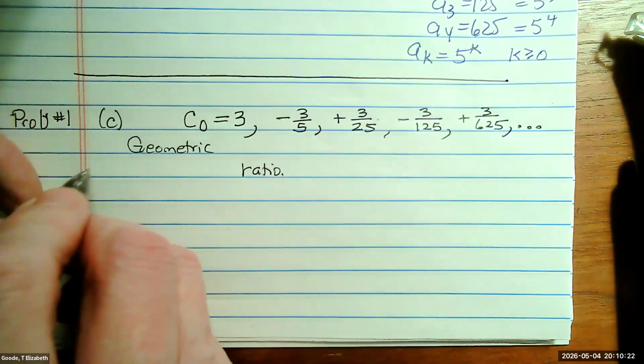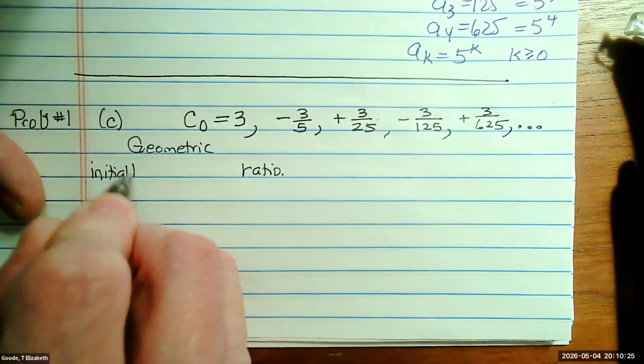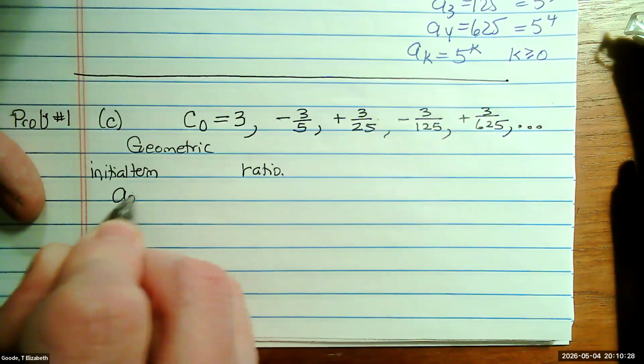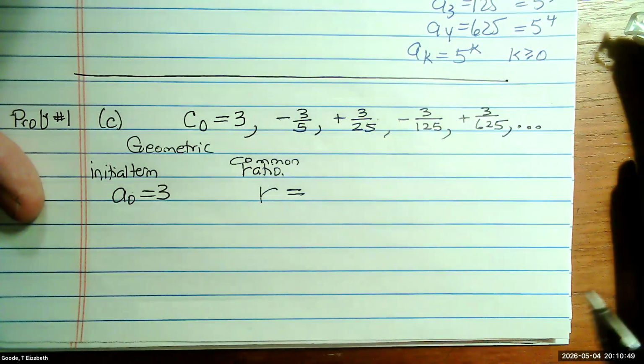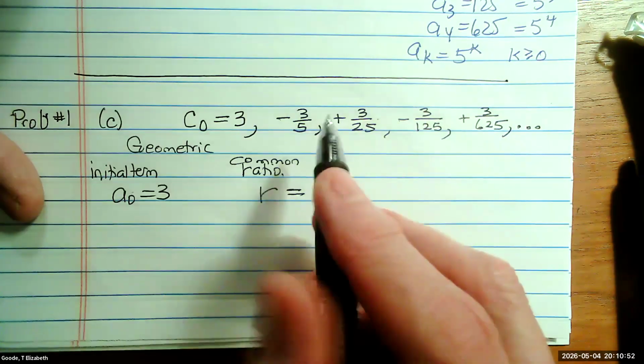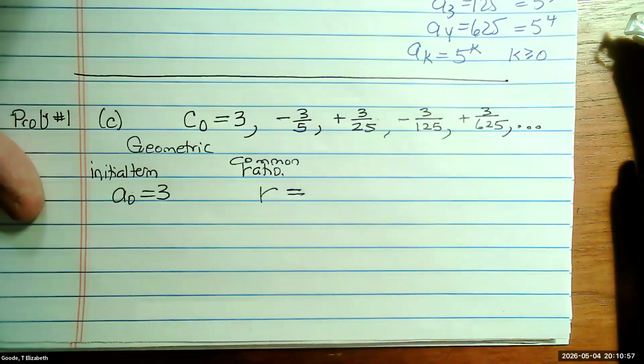Looks like 3/5. Well, the initial term is 3. So it's negative. Oh, 3/5. Right. So r is 3/5, but it's negative. And it's alternating signs too, right? So ignore the signs. Ignore the signs completely, right? We'll deal with that in a minute.